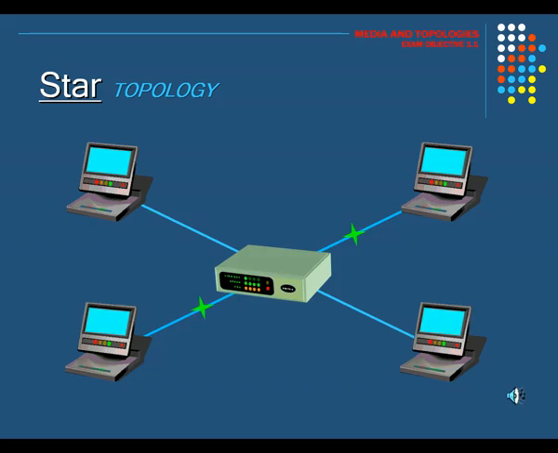One of the major benefits of this topology is that if one computer failed, or if there was a break in a cable, the other computers will not be affected because each computer has their own cable connection.